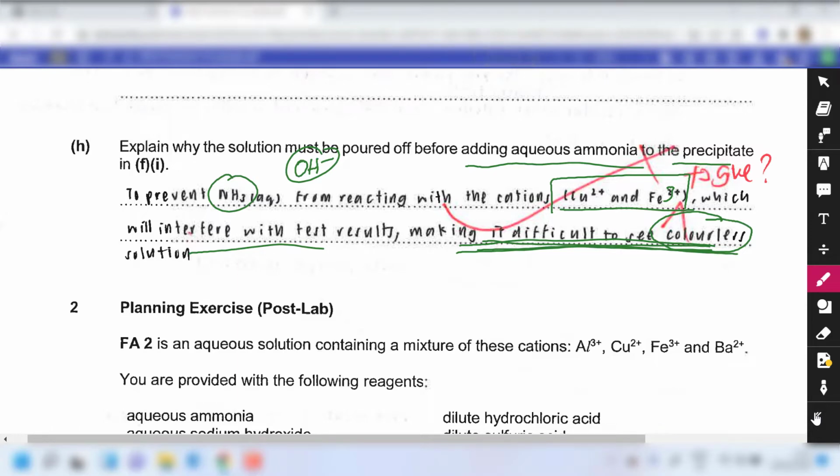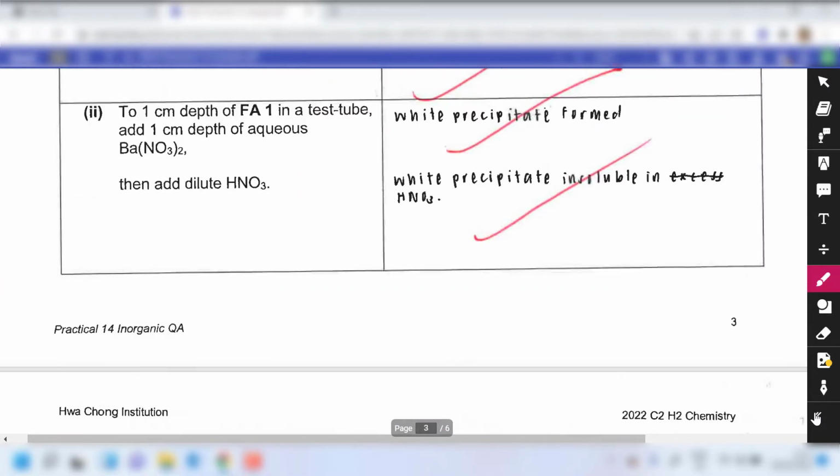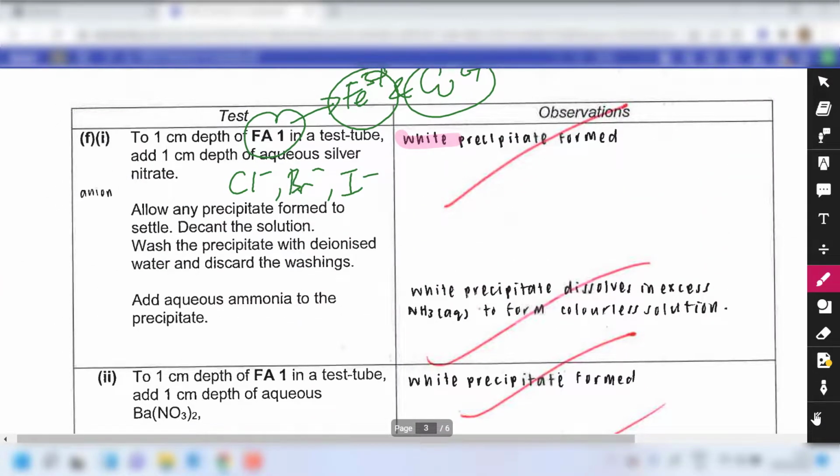So because of that, it is very important in our case here to perform the decanting. You have to decant the solution, and if you don't decant properly, I think some of you didn't decant properly, right? Your observation here will be messed up because you're going to get some colored solution, and you might get some precipitate coming out as well. It's because you didn't decant properly and you did not wash the precipitate with deionized water. You did not observe the correct observation. So you just have to make sure that you follow instructions carefully, and most importantly, you need to understand the chemistry behind what you are doing.